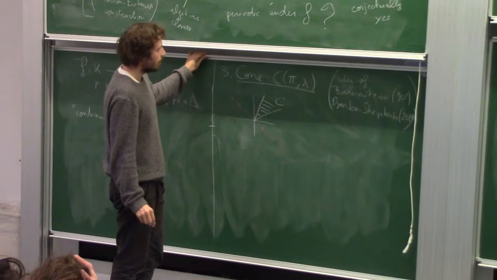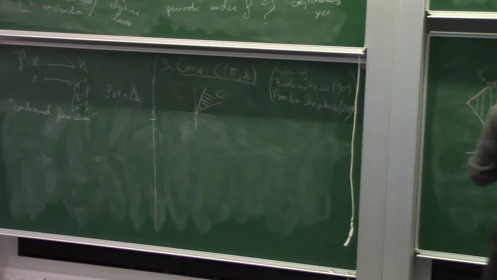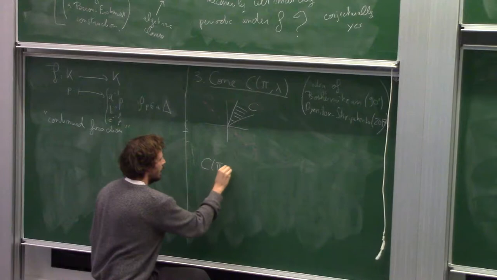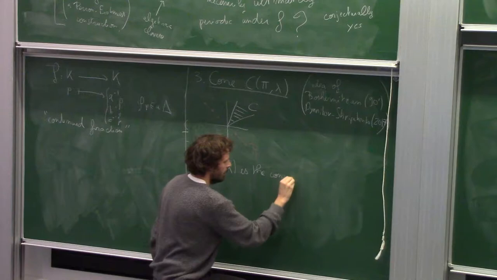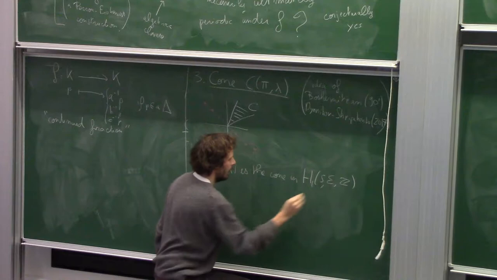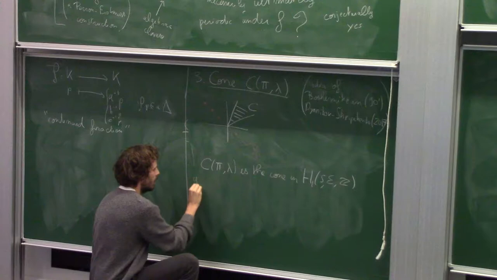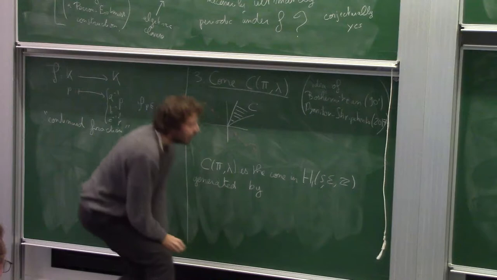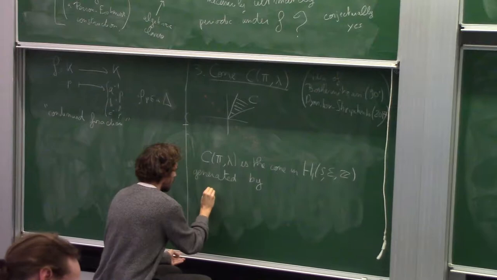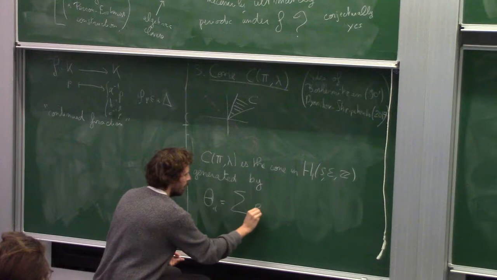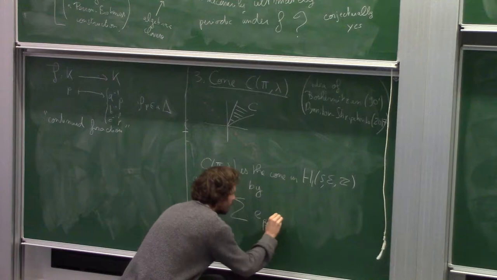This cone is actually generated by these guys. C T lambda is the cone in homology. A cone is generated by rays, and I will just give you the rays, and the rays correspond exactly to the class that corresponds to the tau alpha. So let me call it theta alpha, which is the sum of the e beta minus the sum of the e beta, and you pick the same, so it's minus for the bottom.